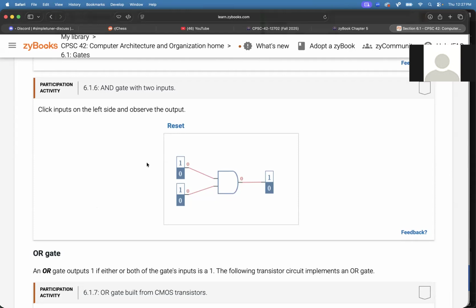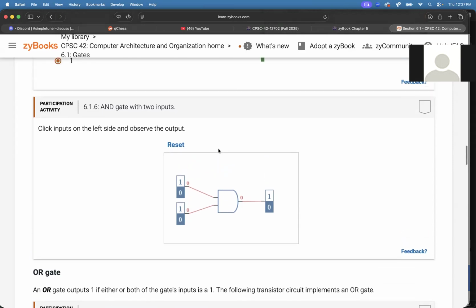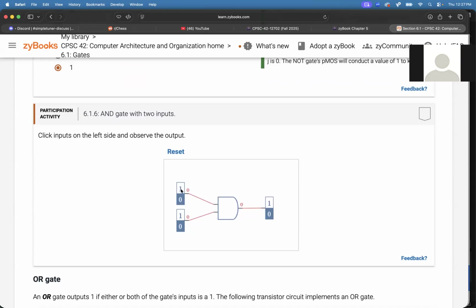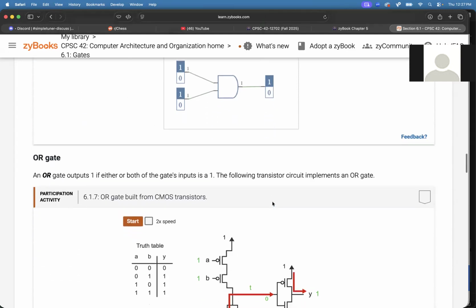So I don't know what we're doing here. Click inputs on the left side to observe the output. So this is just trying to figure out what an AND gate does. If I click this and make it a 1 and a 1, then the answer is 1. But if I do a 1 and a 0, the one that's dark is the one that's selected, so 1 and 0 gives you a 0. 0 and 0 gives you a 0. 1 and 0 gives you a 0. 1 and 1 gives you a 1.